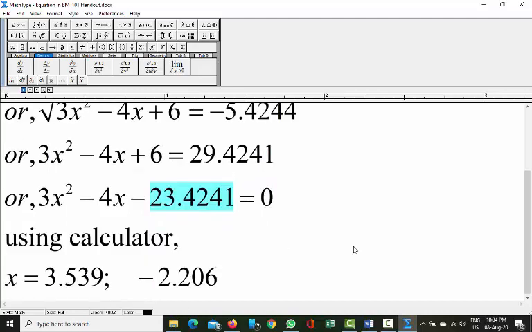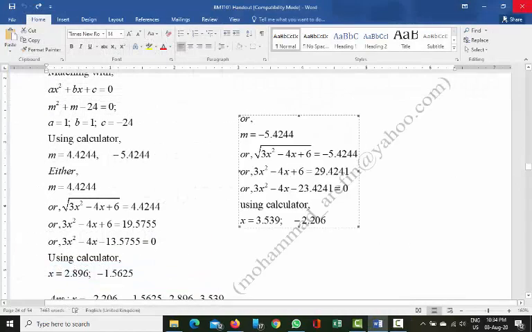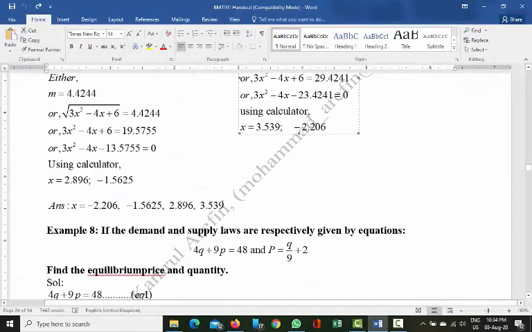Similarly here, if you solve it using a calculator, a is equal to 3, b is equal to minus 4, and c is equal to minus 23.4241. If you put it in your calculator and solve it, you will get another two values of x. So we got a total of 4 values of x.